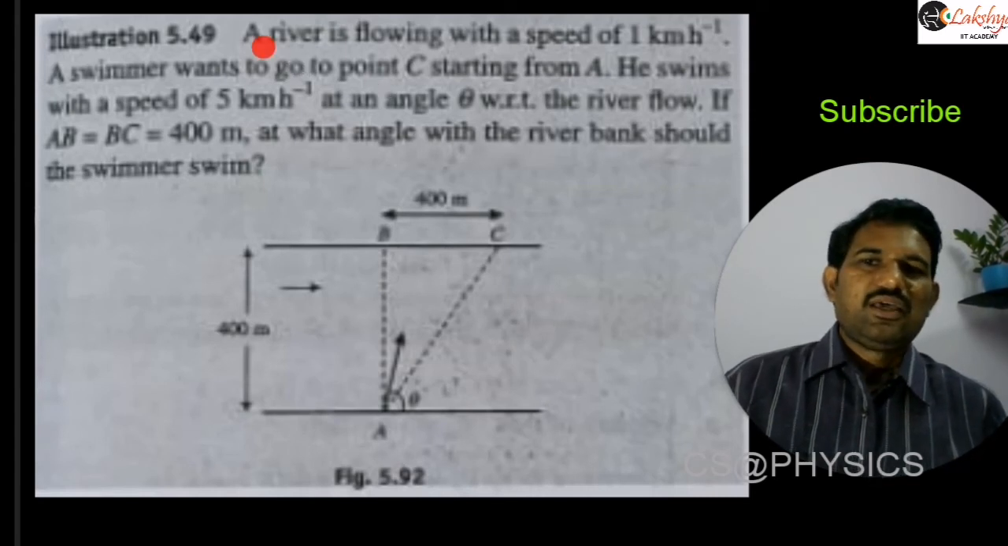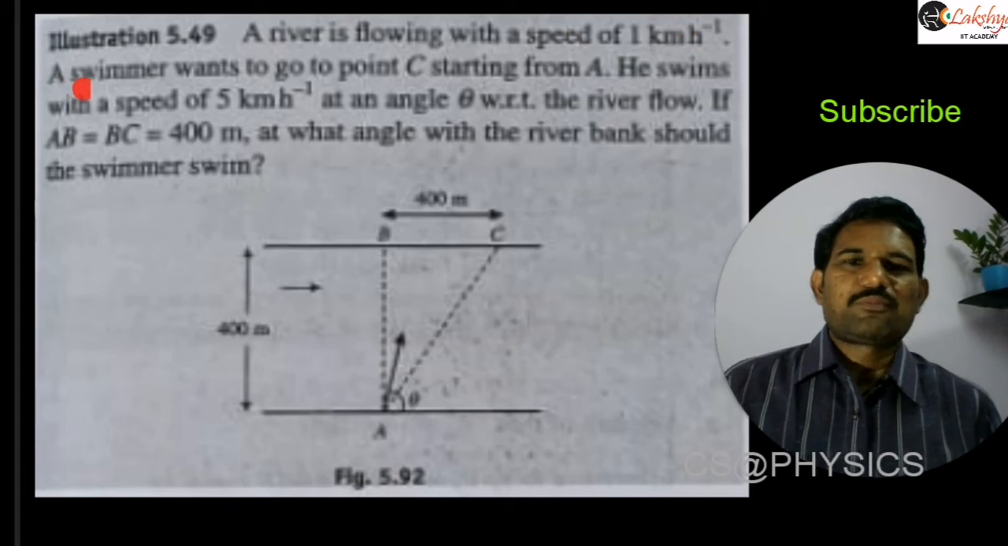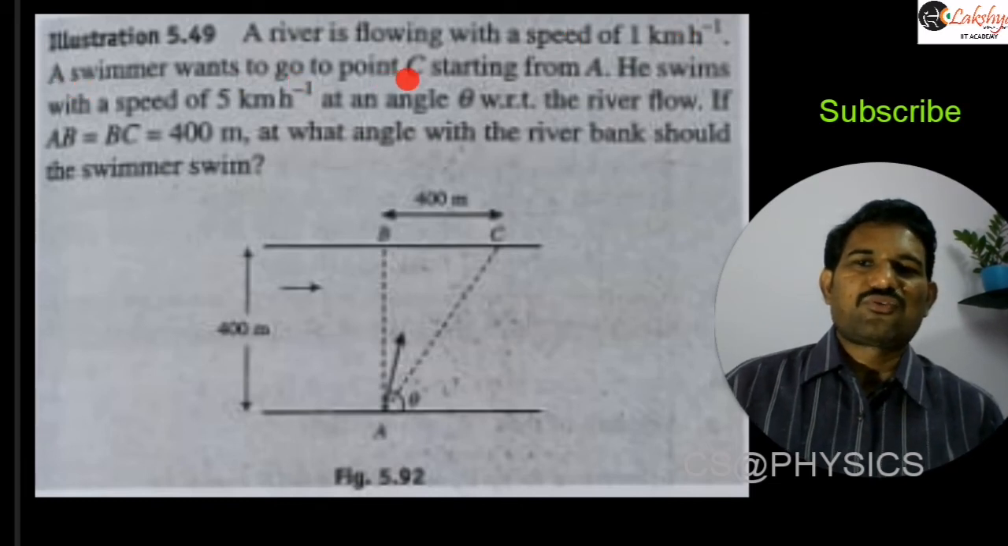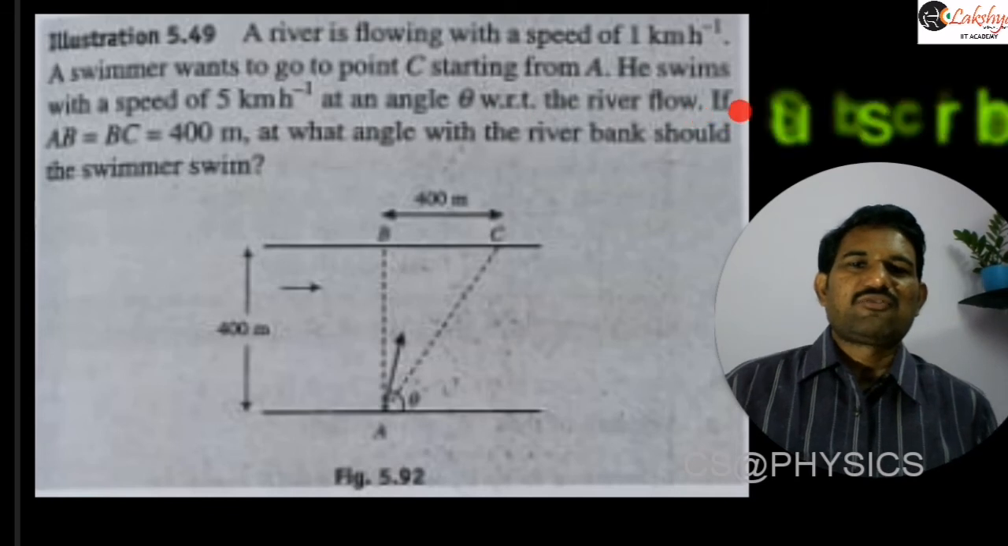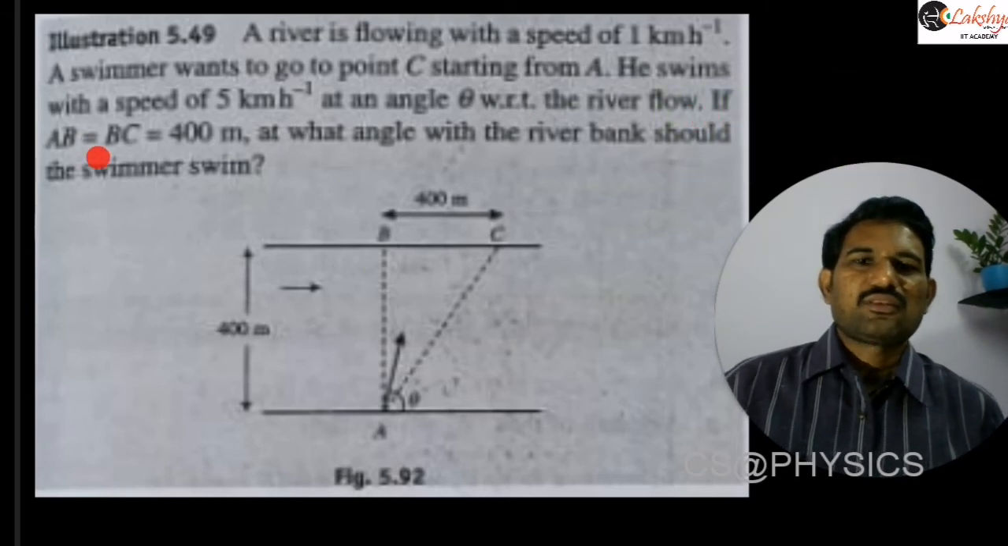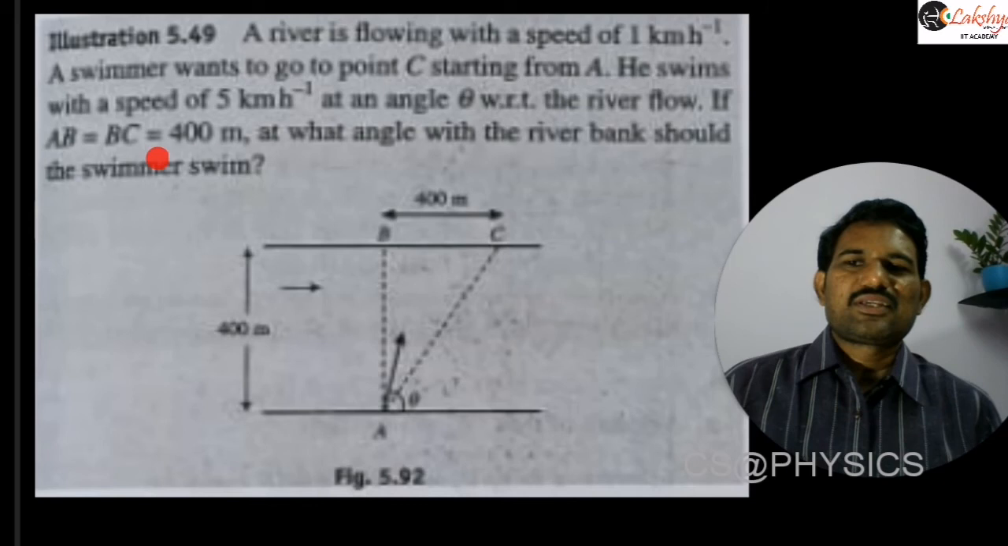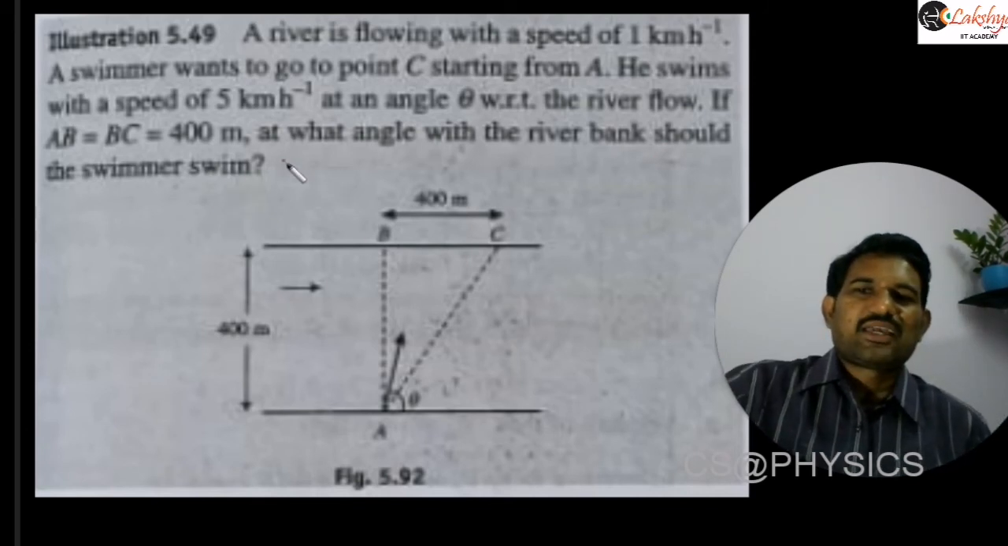A river flows with a speed of 1 km per hour. A swimmer wants to go to the point C starting from A. He swims with a speed of 5 km per hour at an angle of theta with respect to the river flow. If AB is equal to BC is equal to 400, at what angle to the river bank should the swimmer swim? So here they are asking for the angle alpha from our previous discussion.